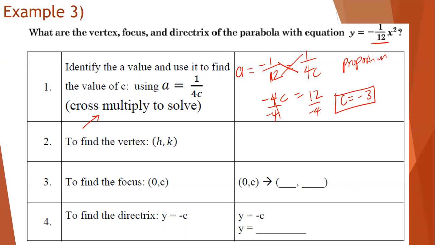How do you feel about step 1? Yes? All right, step 2 is to find the vertex. Well, is there an H, K that I can see here? So what does that mean my vertex is at? 0, 0. Step 3 is to find the focus. The formula for the focus is 0, comma, your C value. Do we know what C is? So the answer is 0, comma, negative 3. There's my focus.